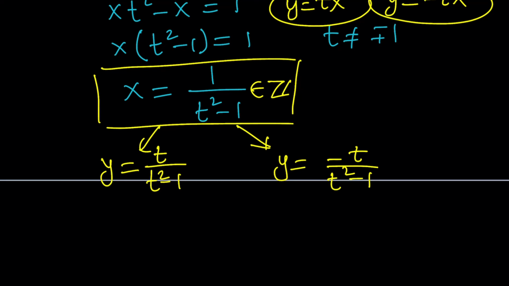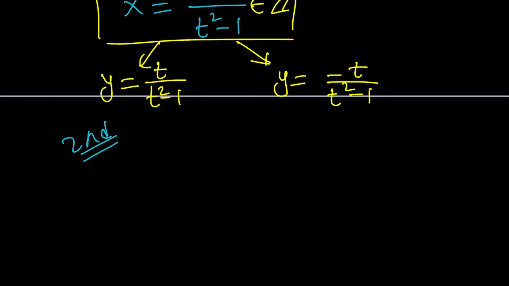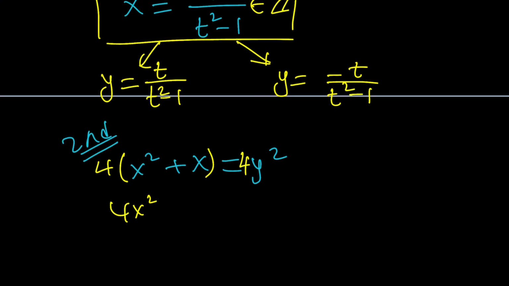Now let's take a look at the second method, and then you're going to let me know which method you like the best. For my second method, I have x squared plus x equals y squared. I'm going to use a really cool manipulation, and that is multiplying both sides by 4. Here's a general strategy: if you see x squared plus x and you're solving a Diophantine equation, 99.9% of the time, multiply both sides by 4, because that's going to help you. So if you multiply both sides by 4, we get 4x squared plus 4x is equal to 4y squared. And then how do you proceed? We want to turn the left-hand side into a perfect square. So I'm going to add 1 to both sides.